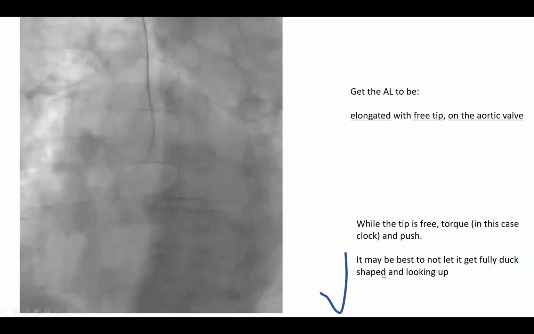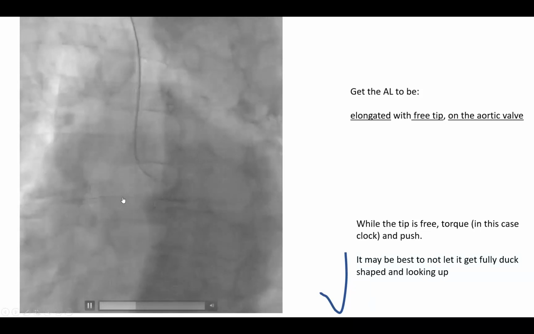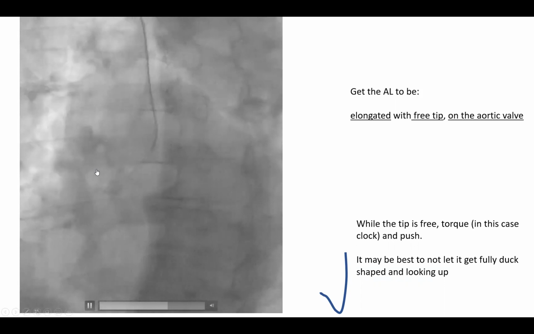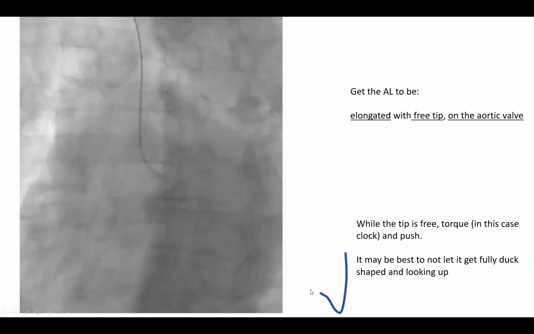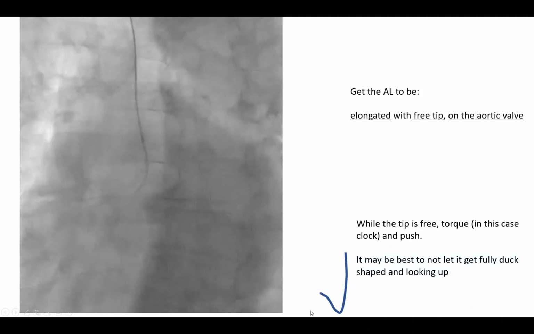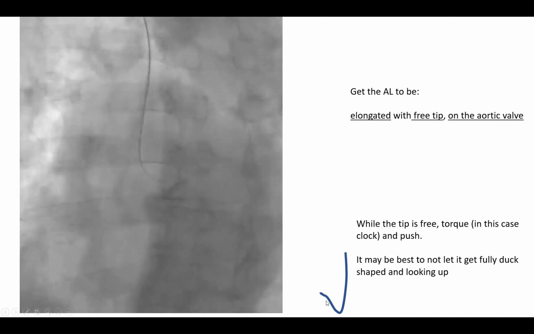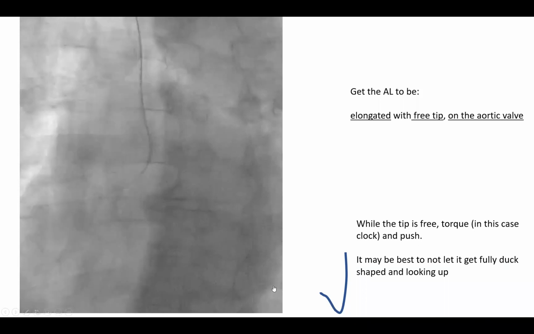and pushing. It's an important idea, again, that you don't want it to become fully duck-shaped and looking up before it's engaged. If it is fully duck-shaped and looking up like this, and it's not in the coronary, it's way too high. You need to start over: elongate it, make it look down with the tip free, then clock and push.